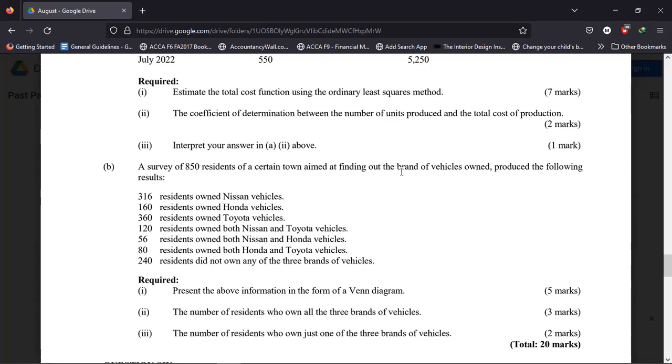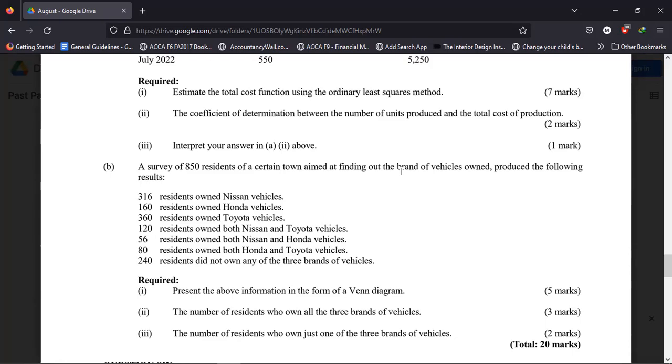80 residents own both Honda and Toyota vehicles. 240 residents did not own any of the three brands of vehicle. 1. Present the above information in the form of a Venn diagram. 2. The number of residents who own all the three brands of vehicle. 3. The number of residents who own just one of the three brands of vehicles.